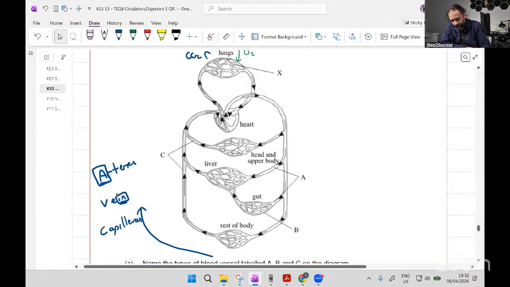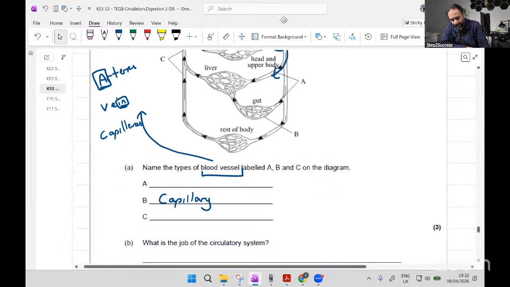A is, if we think about the direction of A, where is it coming from? It's going away from the heart, right? Away from the heart, away from the heart. So there would be arteries.